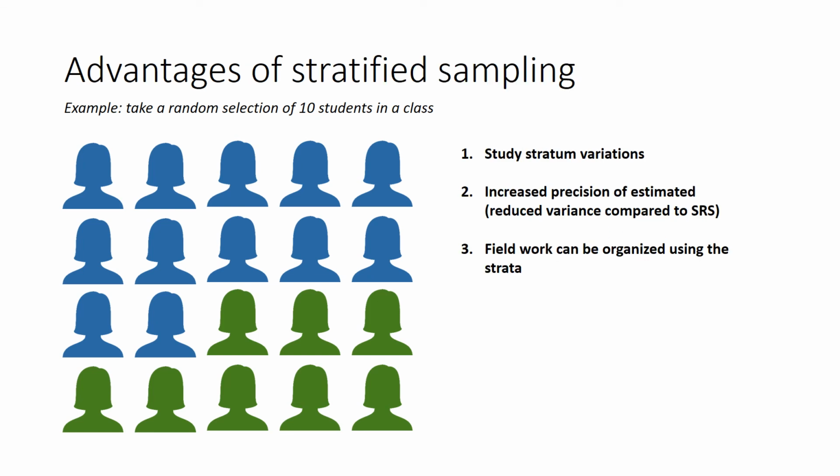The advantage of stratified sampling is that you can study variations in different strata. You can also increase the precision of your estimate because the variance is likely to be smaller than when you would do simple random sampling with the same sample size. You can also organize your fieldwork by stratum. For example, if your strata are geographic areas, you could allocate one team to each area.